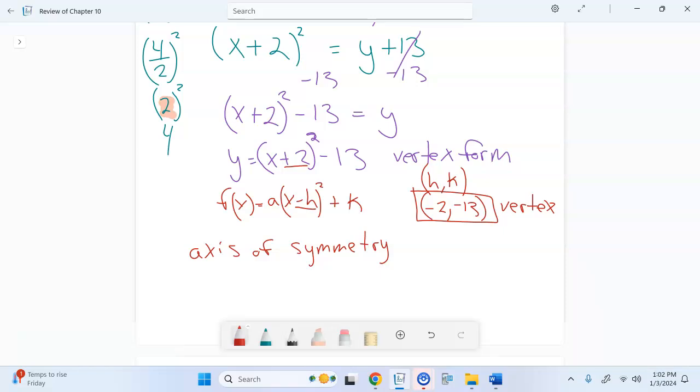Close, you're missing part of it. Negative 2 is the number. X equals negative 2. X equals negative 2, because it's a vertical line. A vertical line is x equals, and then whatever that x value of the vertex is. It's always the x value of the vertex for a vertical line of symmetry. Okay? So there's our completing the square.